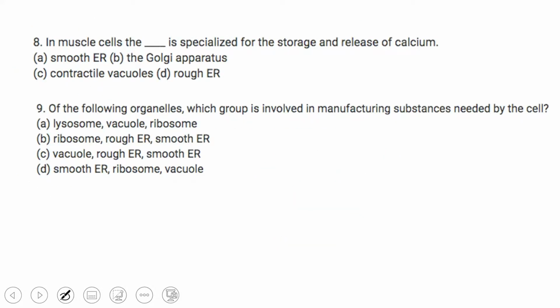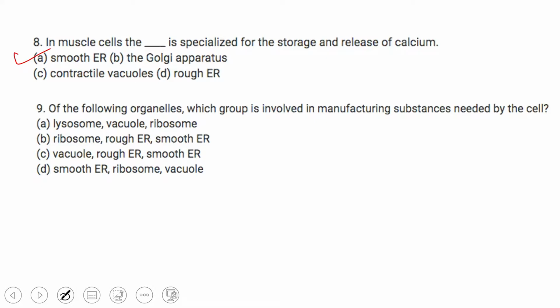Next question. In muscle cells, the dash is specialized for the storage and release of calcium. Which organelle is specialized for the storage and release of calcium? We have studied this. It's the smooth endoplasmic reticulum. So smooth endoplasmic reticulum is involved in the regulation of calcium levels in the cell.